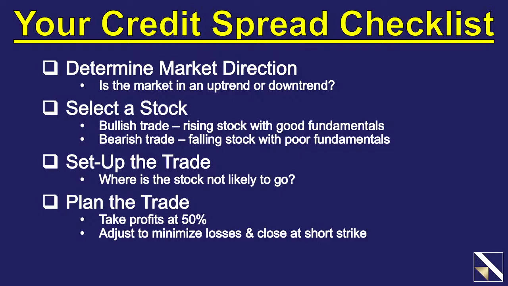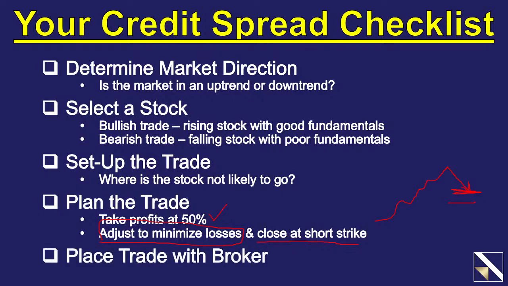We did talk about this first part here, where you're going to take profits at 50% of the credit that you get. You want to adjust the trade to minimize losses. We did not have time today to talk about that one, but we did talk about this one where you close it at the short strike. That's where if the stock's going up, remember I drew those two lines like this. If the stock comes down and hits that price right there, you exit the trade and it would be a losing trade.